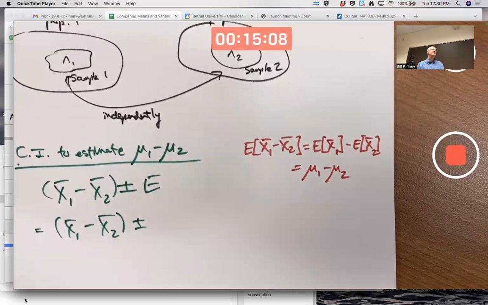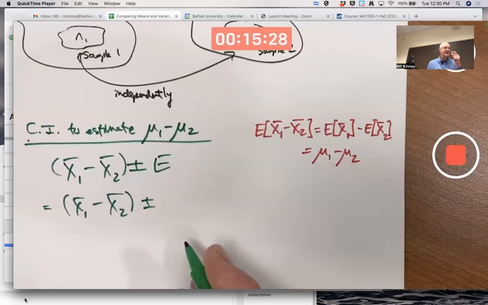It always takes the form of, so far at least, some special number, a Z value or a T value, you could call it a critical value, times some sort of standard deviation. That's what we've seen so far. Why do I say some sort of standard deviation? I'll get back to that.